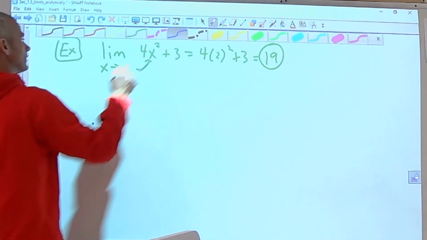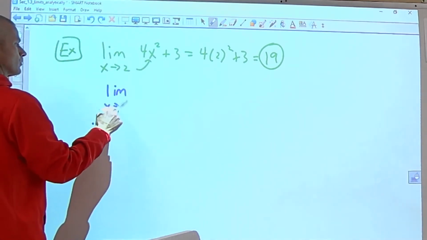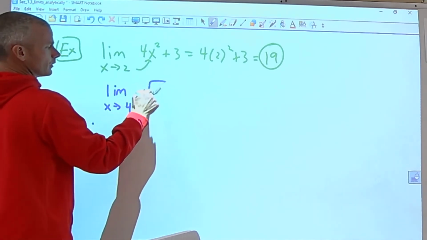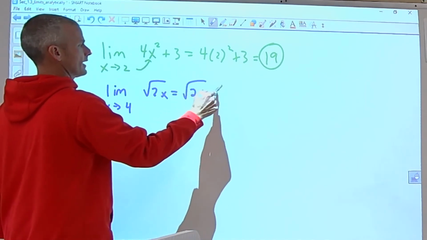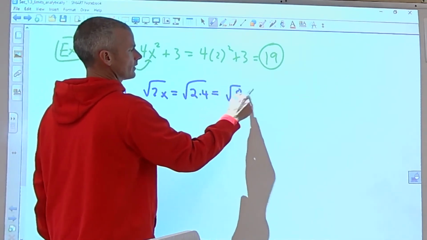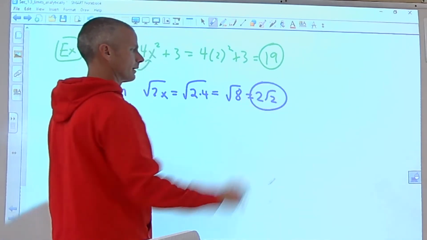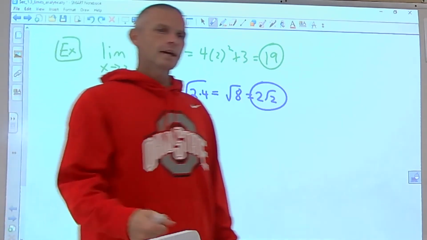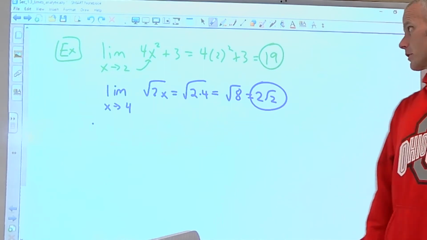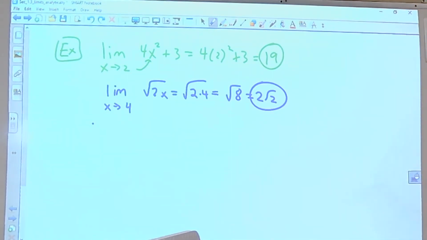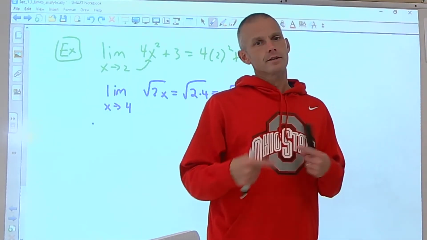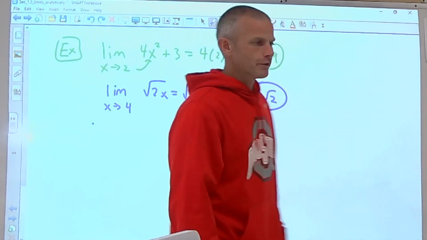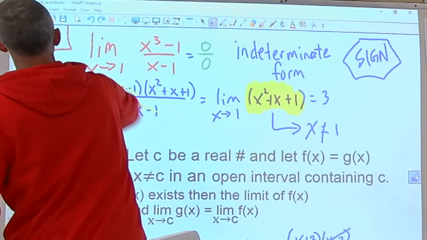If I have the limit as x approaches 4 of the square root of 2x, that gives me 2 times 4 inside, which eventually gives me the square root of 8, or 2 radical 2. That's my limit. So we can do direct substitution with polynomial functions, radicals, and rational functions as well. However, there are some instances where doing that direct substitution gets us into a little bit of a jam, if you will. That's what this next portion is going to be about.